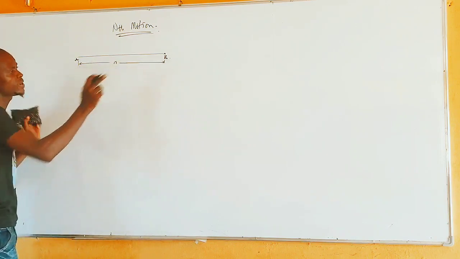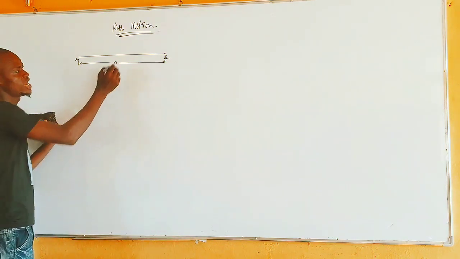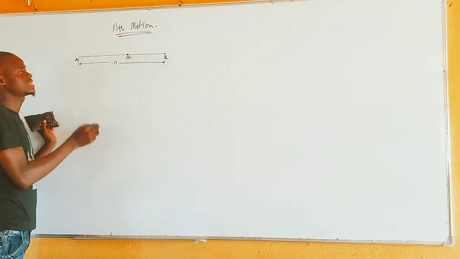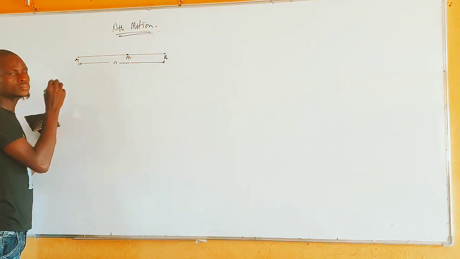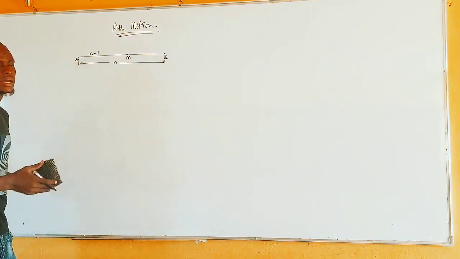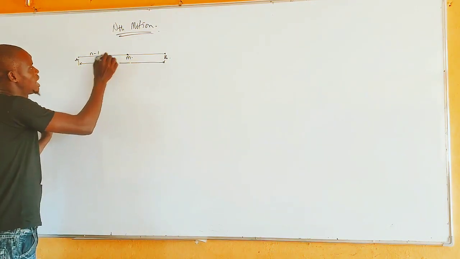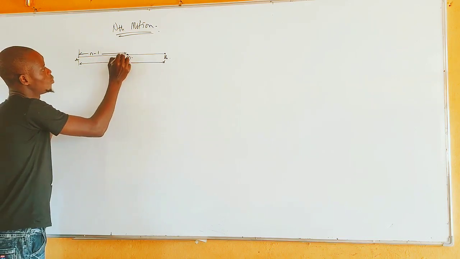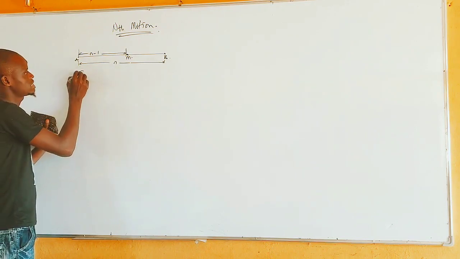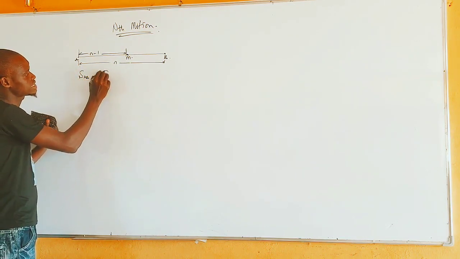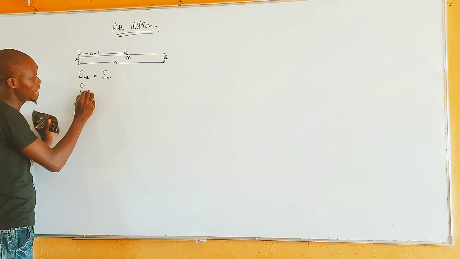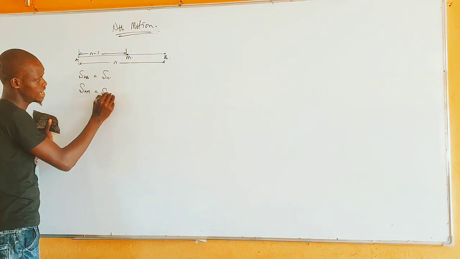The time from A to B is taken as n. Now if I have a point between A and B, let me take that point as point M. The time taken from A to M, let's take it as n minus 1. Now we want to find the distance: distance AB will be taken as Sn, and distance from A to M will be taken as Sn minus 1.